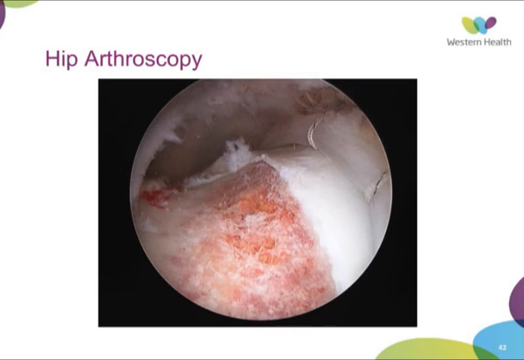Here's a picture demonstrating a labral repair and osteotomy on the femoral head, and you get excellent vision, as you can see. And by moving the hip in real time, you can see just where you need to remove the bone, and whether you've got enough gone.